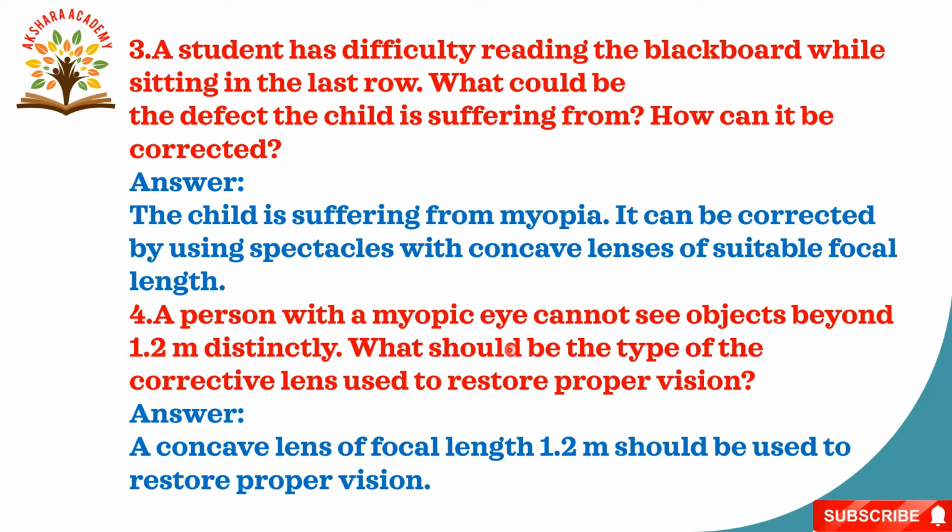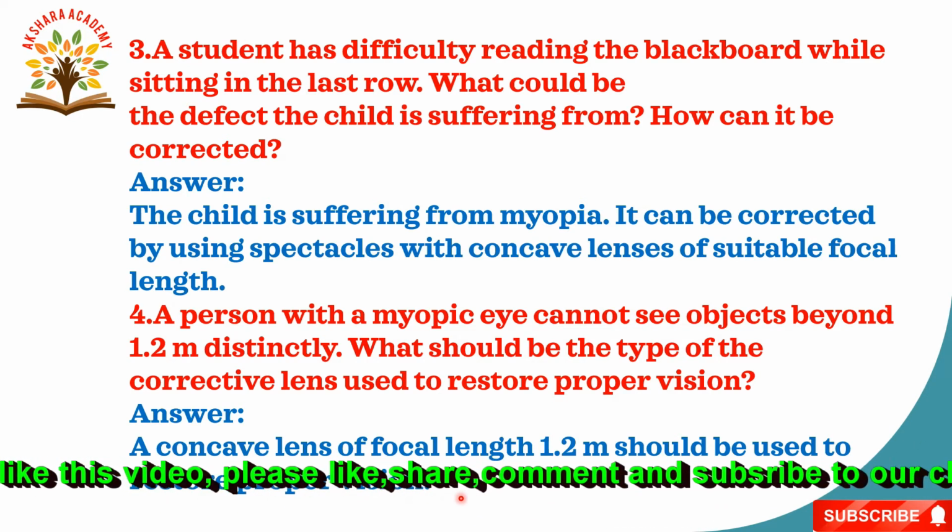A person with a myopic eye cannot see objects beyond 1.2 meters distinctly. What should be the type of the corrective lens used to restore proper vision? Here in this question, they are asking which type of lens we have to use to correct this. So, a concave lens of focal length 1.2 meters should be used to restore proper vision.